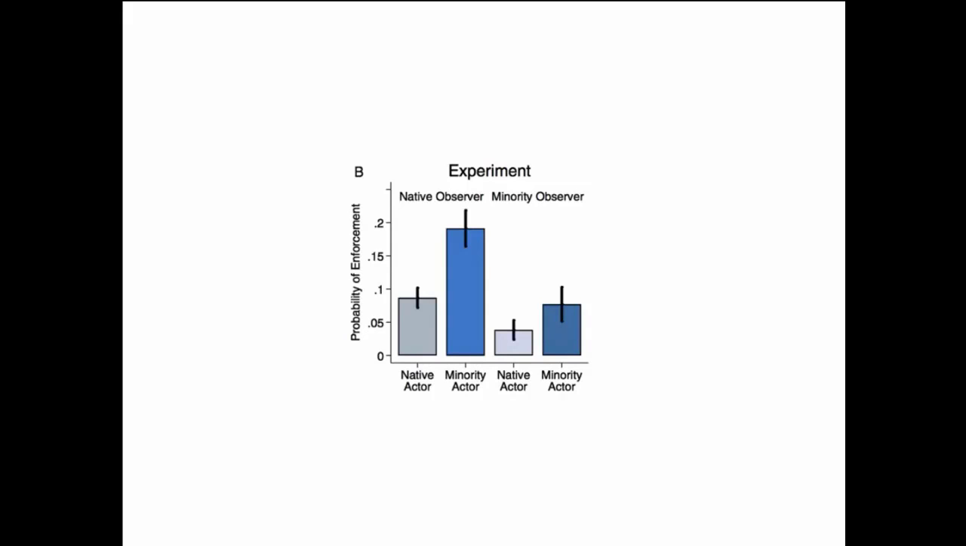And what you see here is actually pretty stunning. If you happen to be from an ethnic minority, people sanction you more for violating a norm. While if you happen to be a native, people don't sanction you that much. And here you also see another difference, that natives tend to sanction more. So you are more likely to get sanctioned by somebody who is native than by somebody who is from an ethnic minority.